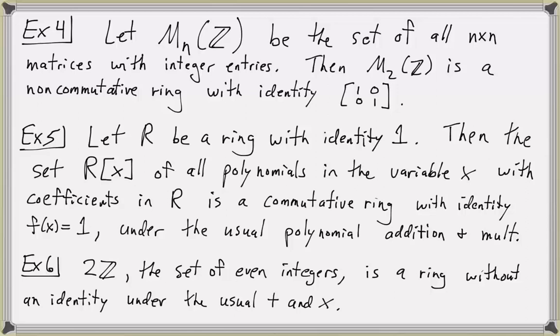From all these examples, we see that a ring can be commutative under multiplication or not commutative under multiplication. A general ring doesn't even necessarily have to have a multiplicative identity. And further, rings may or may not have elements that have multiplicative inverses.